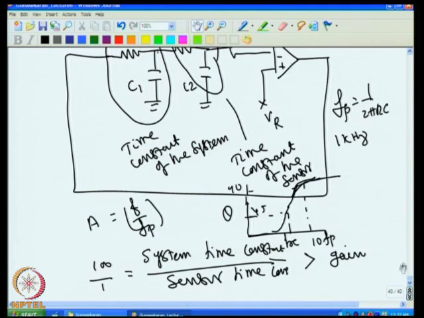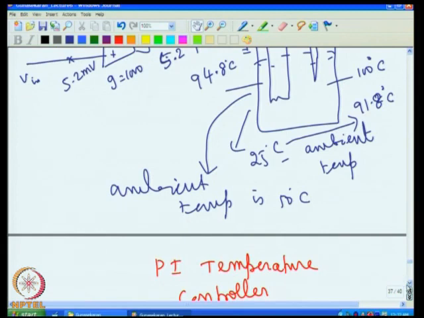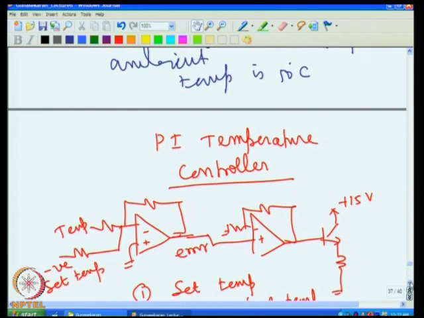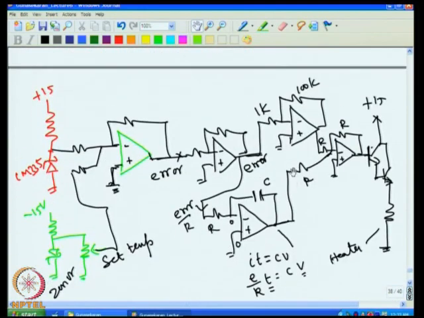So in our PI control, what we have discussed just now, I have to set the gain here. What we have shown here is 100. This gain must be lower than 100, and that 100 is coming because of the ratio between the system time constant and the sensor time constant. If this gain is less than 100, then the system will not oscillate. So normally what is done is we keep about 50% margin.